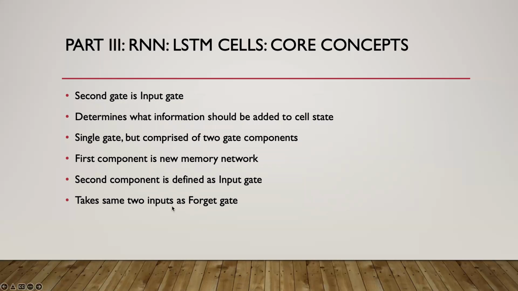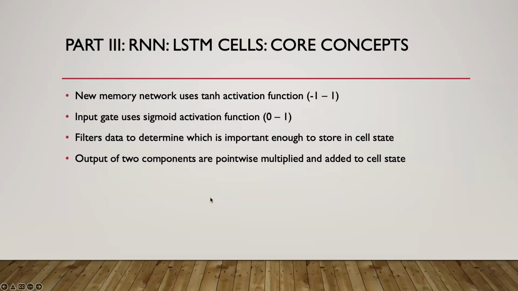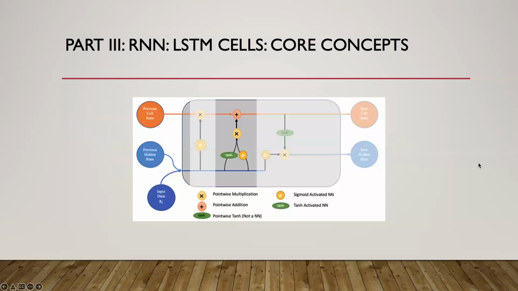It takes the same two inputs as the forget gate, which is the new input data and the old hidden state. So the new memory network uses a tanh activation function, which knocks everything to between -1 and 1, unlike the sigmoid, which is between 0 and 1. The other component, the input gate, uses the sigmoid function, which knocks everything to between 0 and 1. It filters data to determine what's important enough to store in the long-term memory. And then the outputs of those two components are pointwise multiplied like the forget gate.